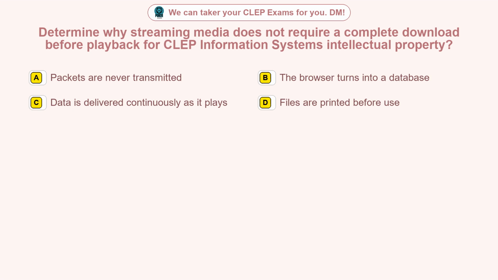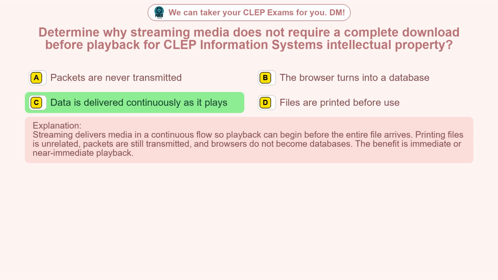Question 28. Determine why streaming media does not require a complete download before playback for CLEP Information Systems intellectual property. Option A, packets are never transmitted. Option B, the browser turns into a database. Option C, data is delivered continuously as it plays. Option D, files are printed before use. The correct answer is option C, data is delivered continuously as it plays.